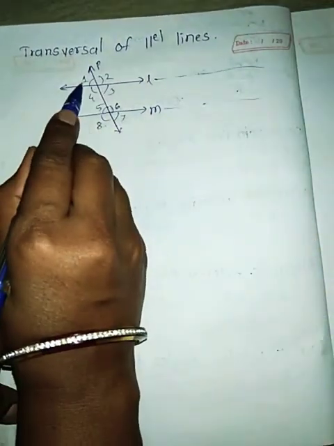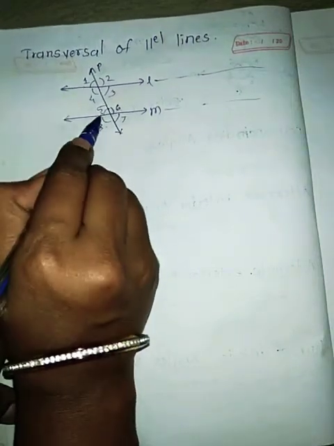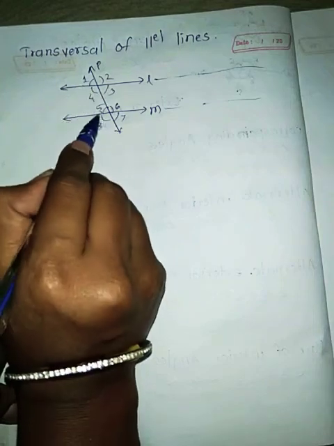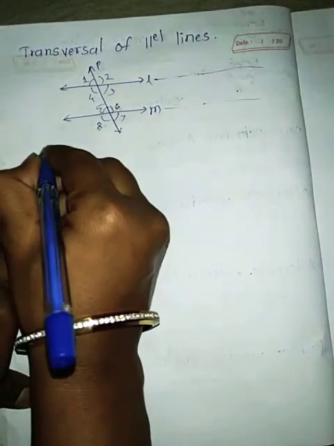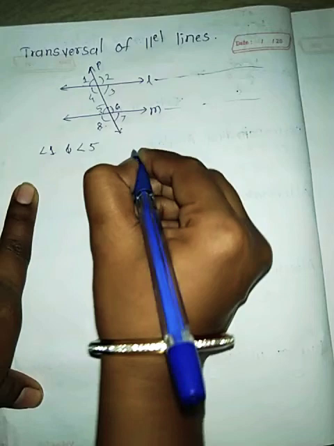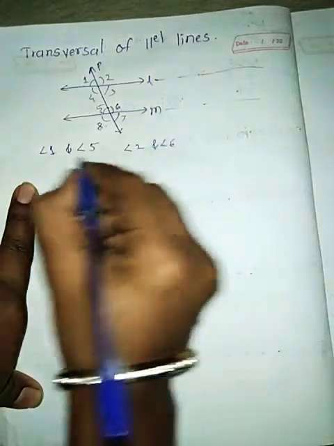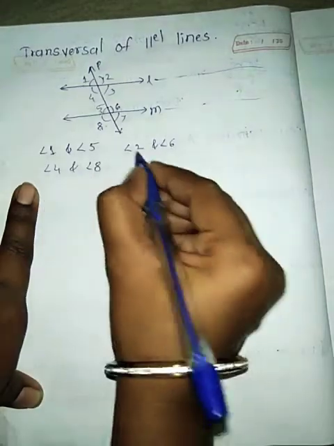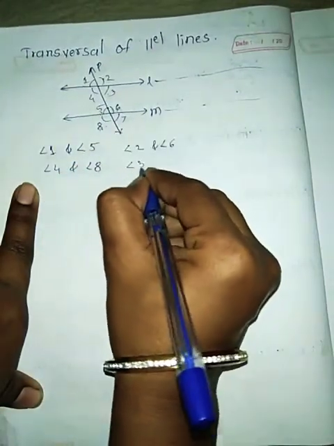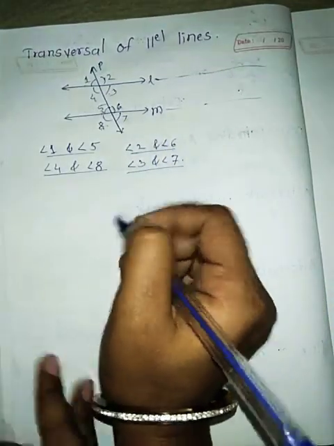Now corresponding angles mean angles on the upside on the same side, or angles on the downside on the same side. So angle 1 and angle 5, angle 2 and angle 6, angle 4 and angle 8, and angle 3 and angle 7. Now when L and M are parallel, corresponding angles will be equal.